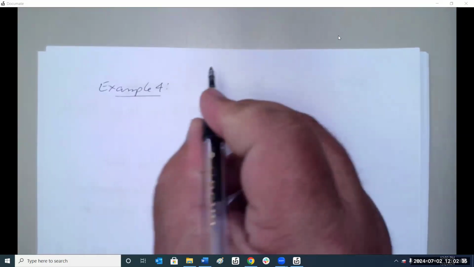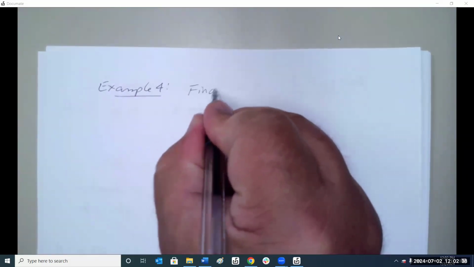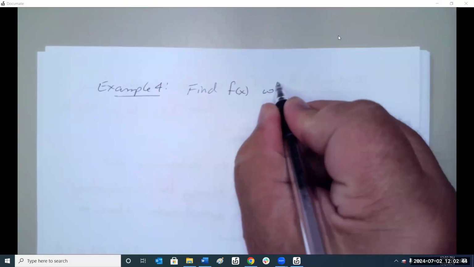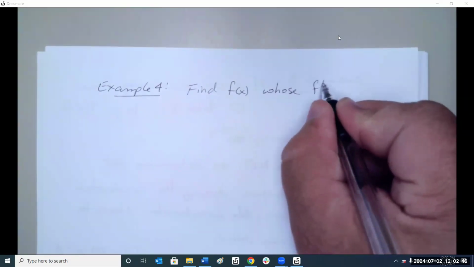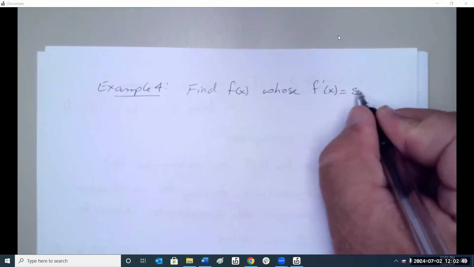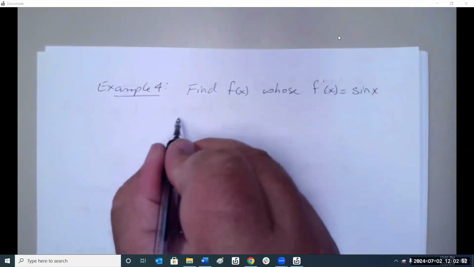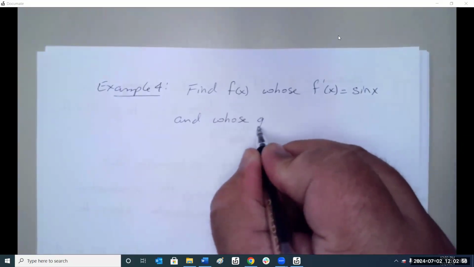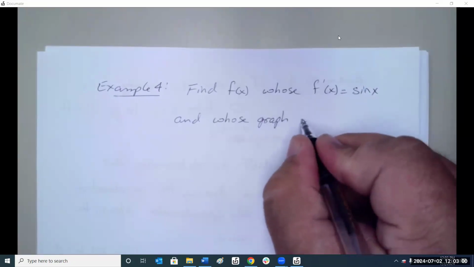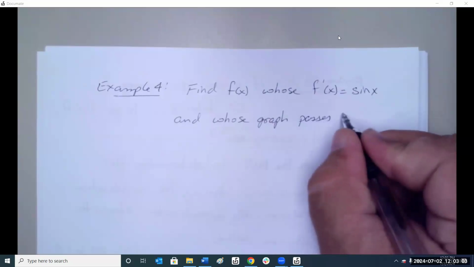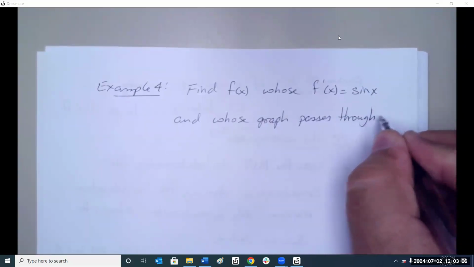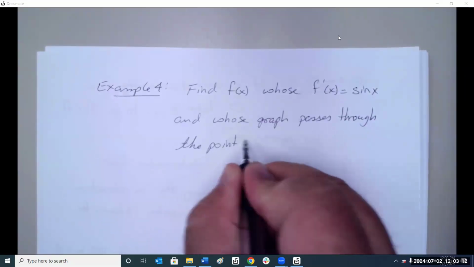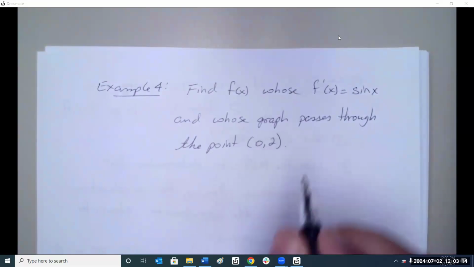Example 4. Find f of x whose derivative is sine x and whose graph passes through the point (0, 2).